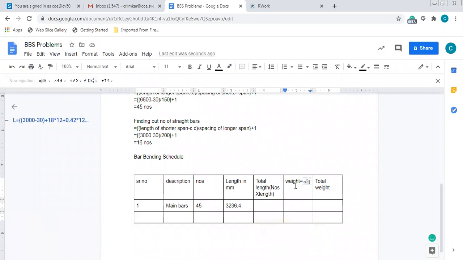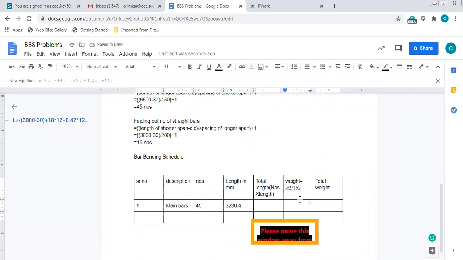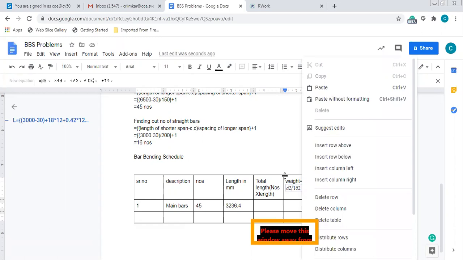d square divided by 162. So this is our formula. Weight of the bar equals d square by 162. I will just take a minute.